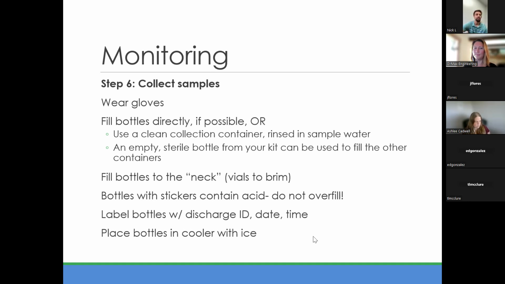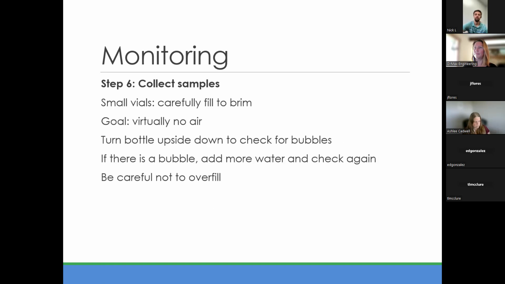So labeling everything with the discharge ID, the date, the time, all of that is going to be important for record keeping and tracking purposes. And the same information will also end up on your chain of custody form following that sample collection. And lastly, the bottles being placed on ice is very important. The sample should be cooled as soon as possible. Temperature varies, but it's somewhere around 6 degrees for most stuff. So they need to be pretty cold.